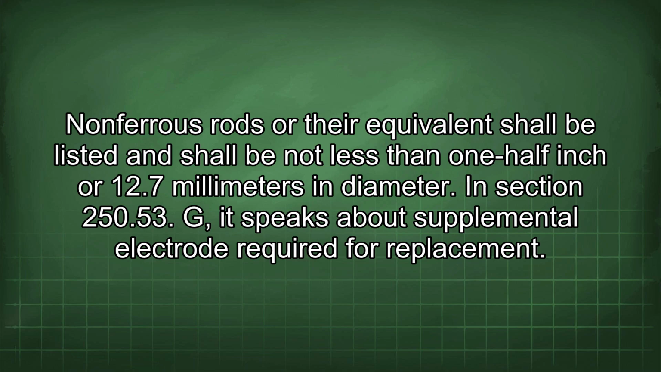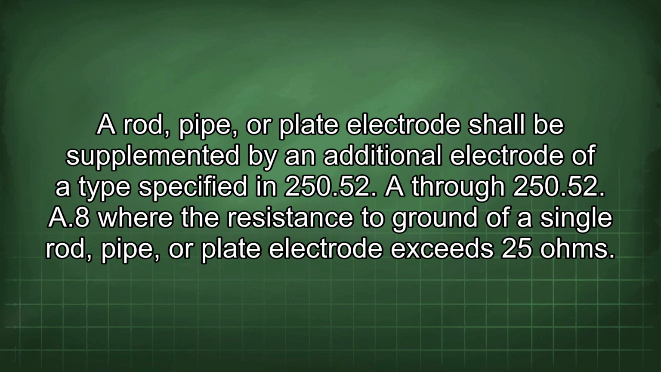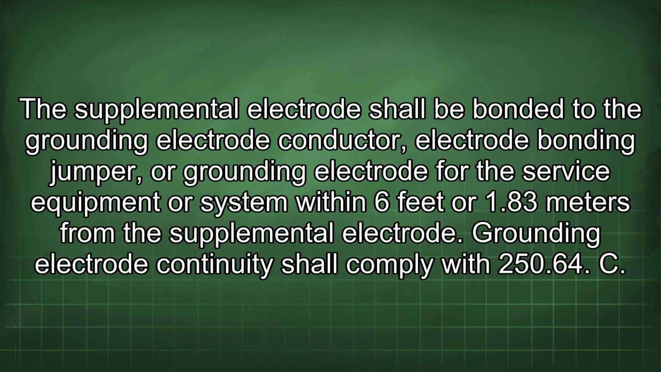In section 250.53(G), it speaks about supplemental electrode required for replacement. A rod, pipe, or plate electrode shall be supplemented by an additional electrode of a type specified in 250.52(A)(2) through 250.52(A)(8) where the resistance to ground of a single rod, pipe, or plate electrode exceeds 25 ohms. The supplemental electrode shall be bonded to the grounding electrode conductor, electrode bonding jumper, or grounding electrode for the service equipment or system within 6 feet or 1.83 meters from the supplemental electrode.